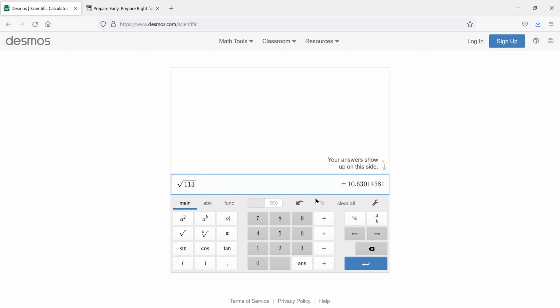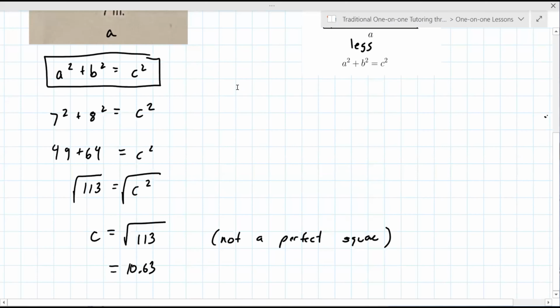So if you're seeing my screen, you see that it does equal 10.63. So I sent you the link to that. I would recommend you use that during our lesson today. Okay. And we'll go back to our workspace here. So the key takeaway from this first problem is that A squared plus B squared equals C squared. That's what you're going to use over and over and over again in this lesson today.